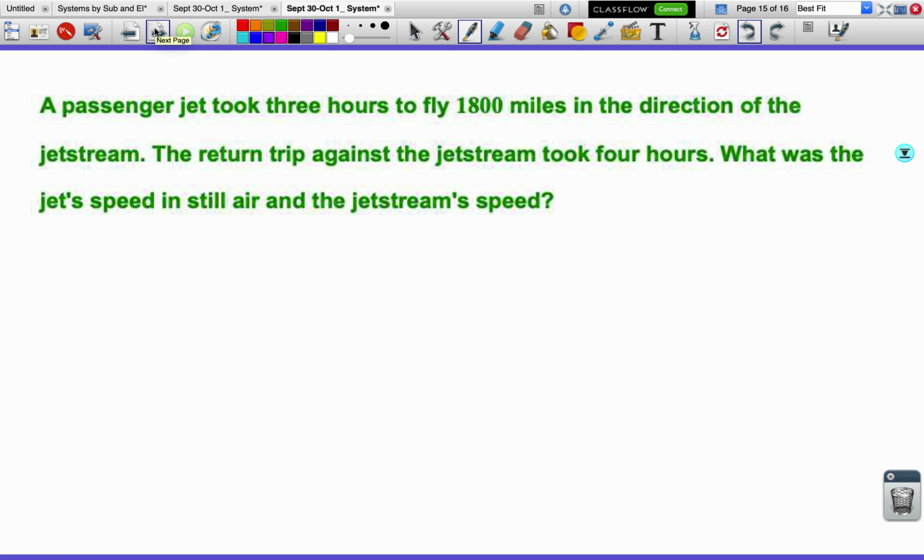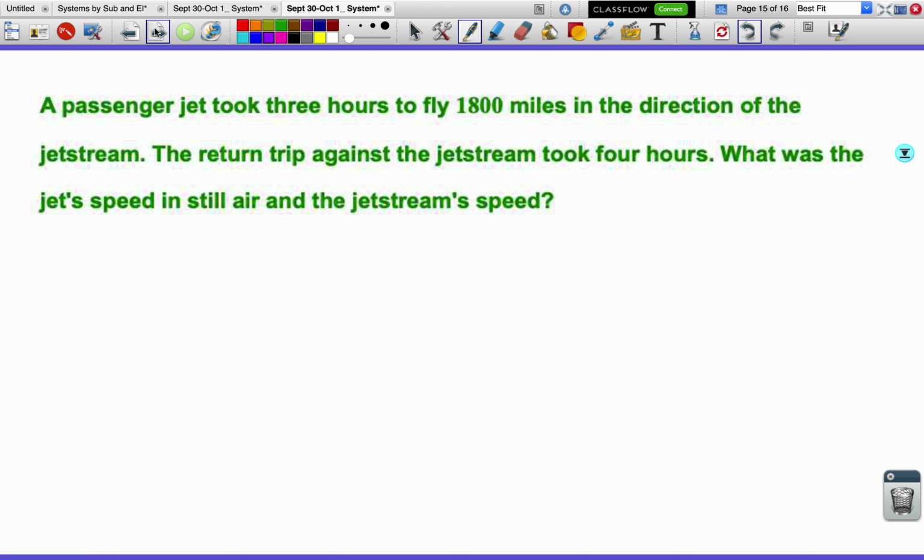Next question. A passenger jet took 3 hours to fly 1,800 miles in the direction of the jet stream. The return trip against the jet stream took 4 hours. What was the jet speed in still air and the jet stream's speed?